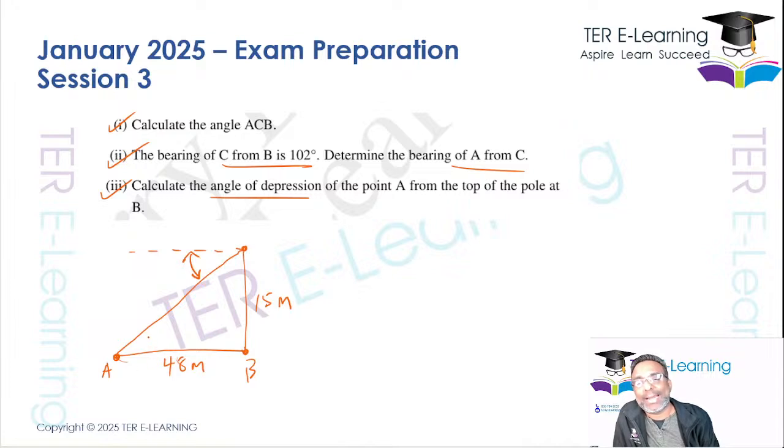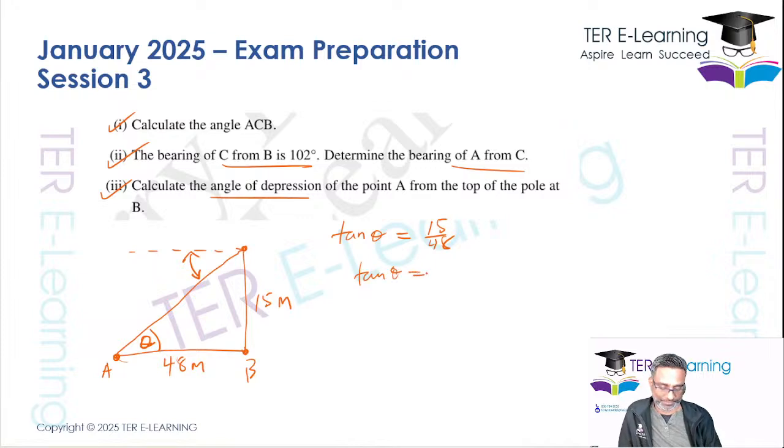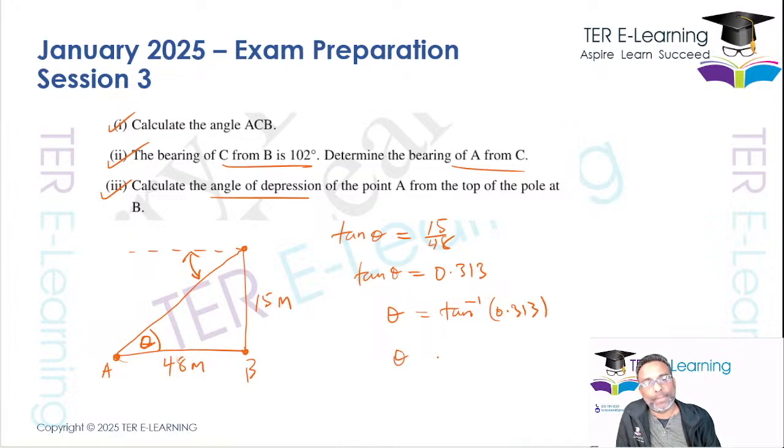What I can do is, that angle here is actually equal to this angle here, so we can simply use tan. Tan theta is 15 over 48, so tan theta is 0.313. Therefore theta is equal to arctan 0.313. So this here will be our angle of depression, about 17.4 degrees.